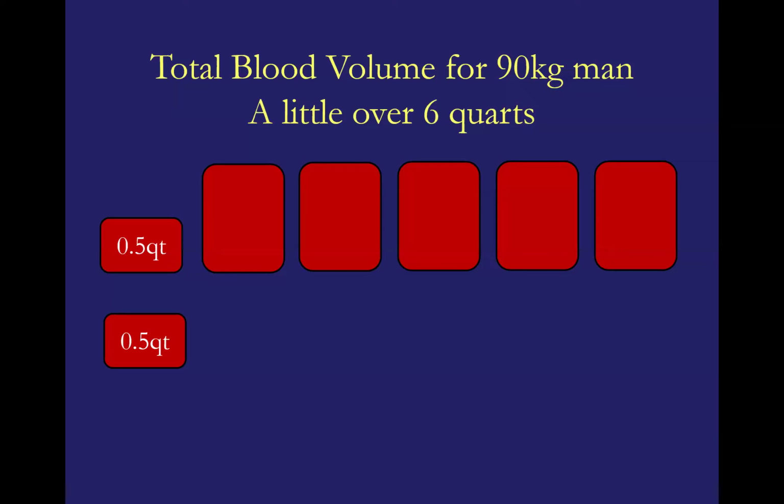So I'm going to use this graphic as a way to understand how much blood that Washington lost over the course of the last day or two of his life. So roughly the blood volume for a man about 90 kilograms, which probably is about that size, maybe a little bit less, is a little over 6 quarts of blood. So they've now taken 1/2 of a quart of blood out from him. Okay.